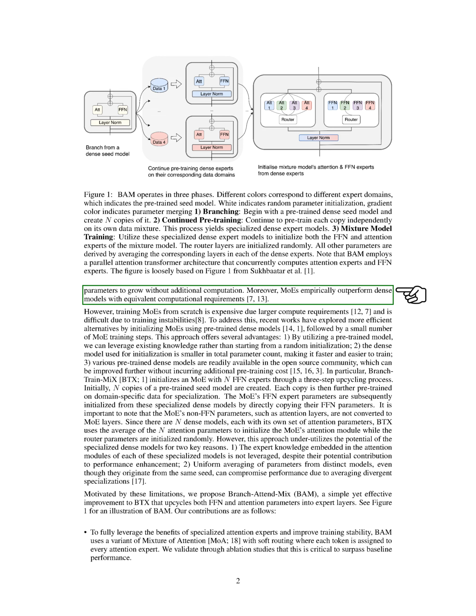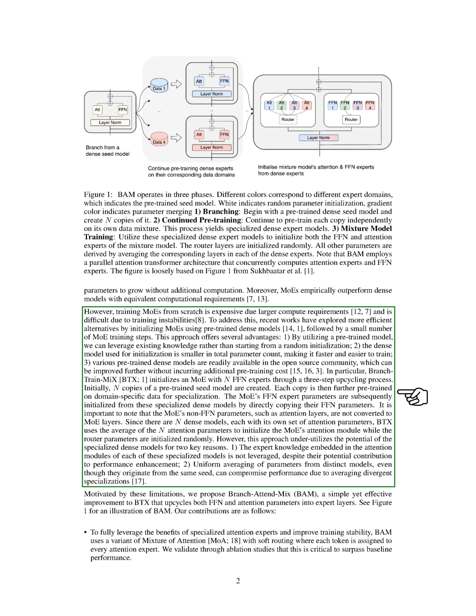MOEs have been shown to outperform dense models with similar computational costs. However, training MOEs from scratch can be costly and unstable. To improve efficiency, recent studies have suggested initializing MOEs with pre-trained dense models, followed by a few training steps. This method has several benefits. We can use existing knowledge from pre-trained models. The smaller dense model is quicker to train, and many pre-trained models are available in the open source community, allowing for further improvements without extra pre-training costs.